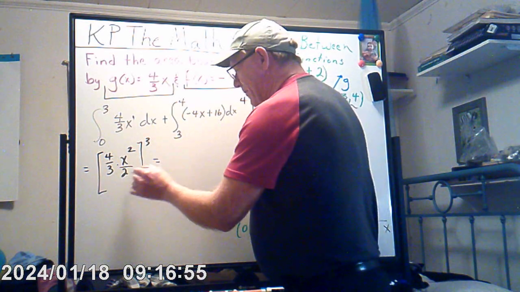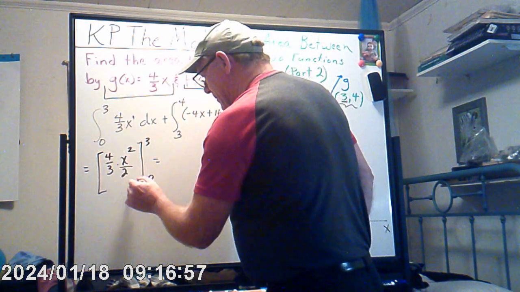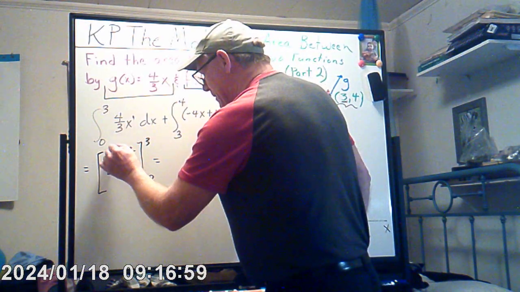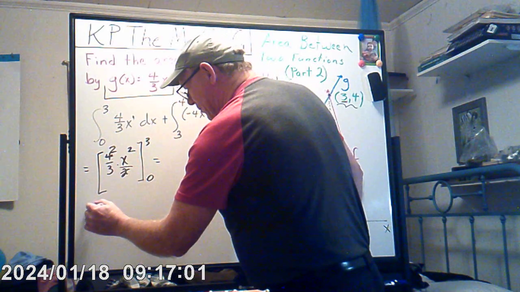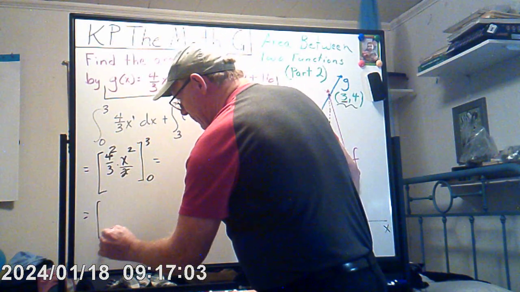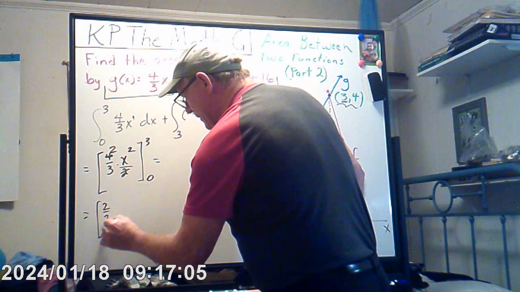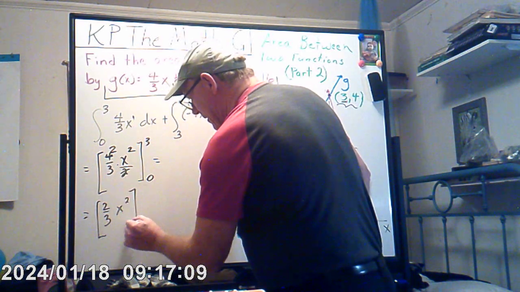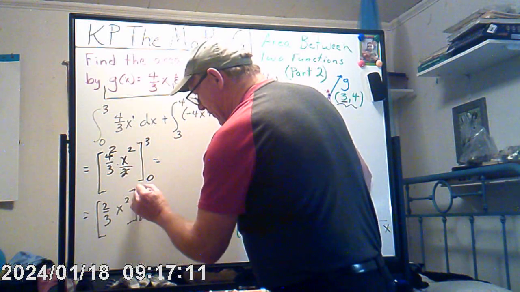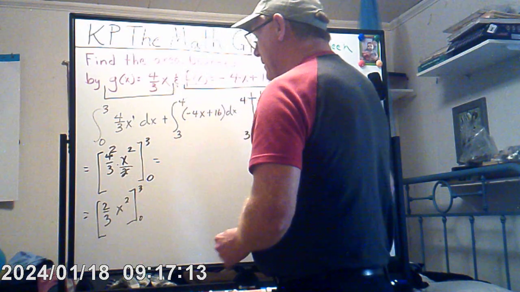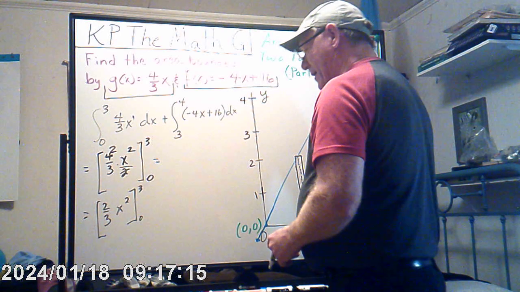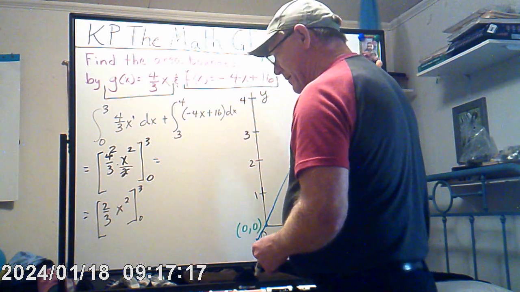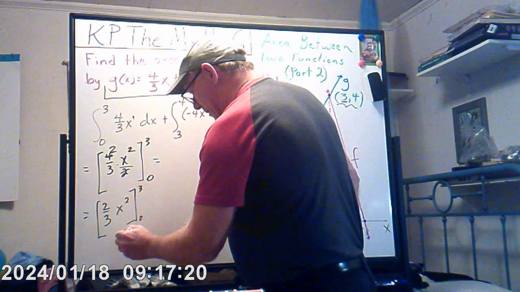Okay, let's see. I think 4 can go into 2. 2 goes into 4 2 times, rather. So now I'm left with 2/3 x squared, from 0 to 3. Just making sure I got all of that. Yes, I do. Now I'm going to plug the 3 in.